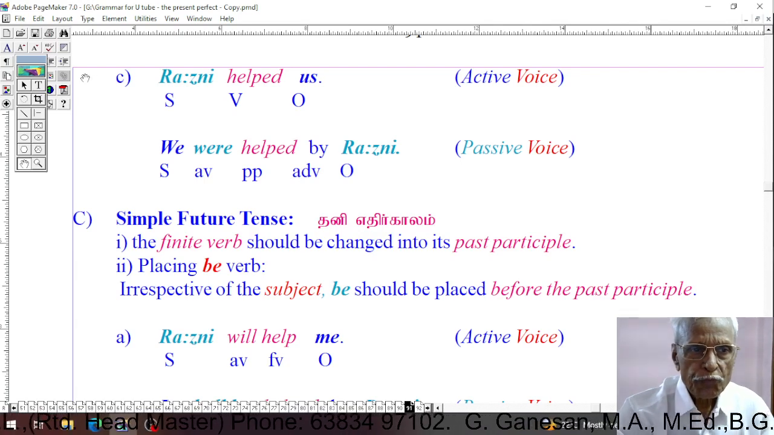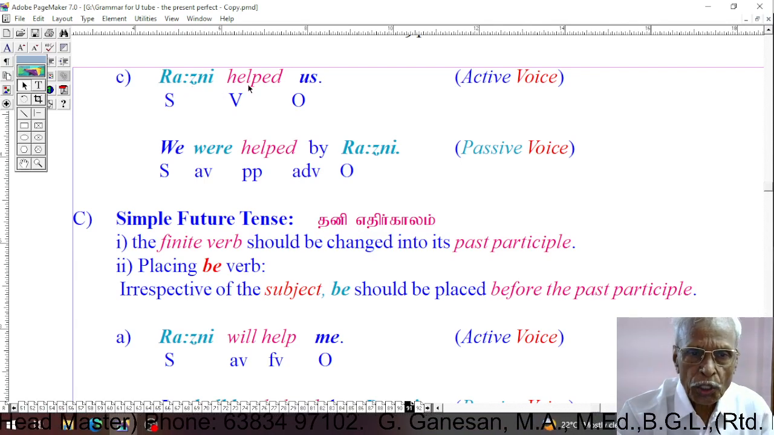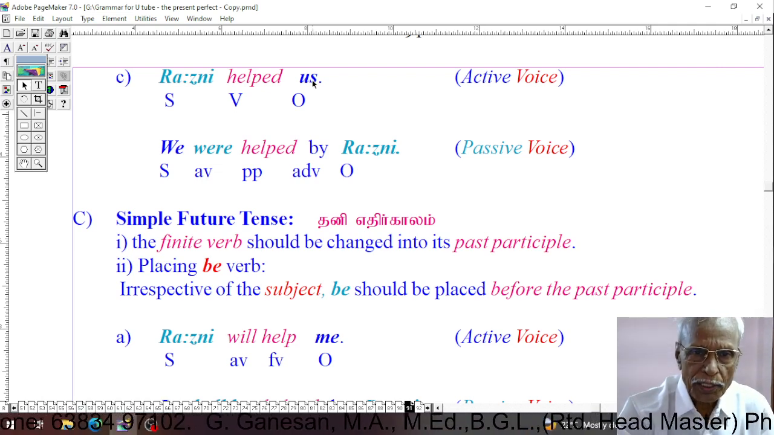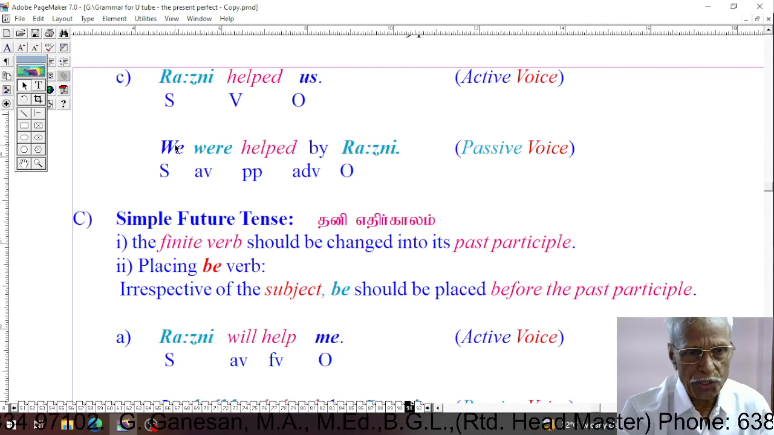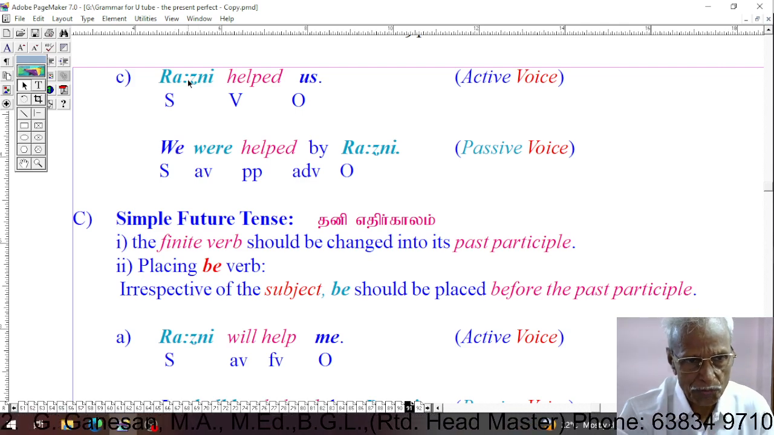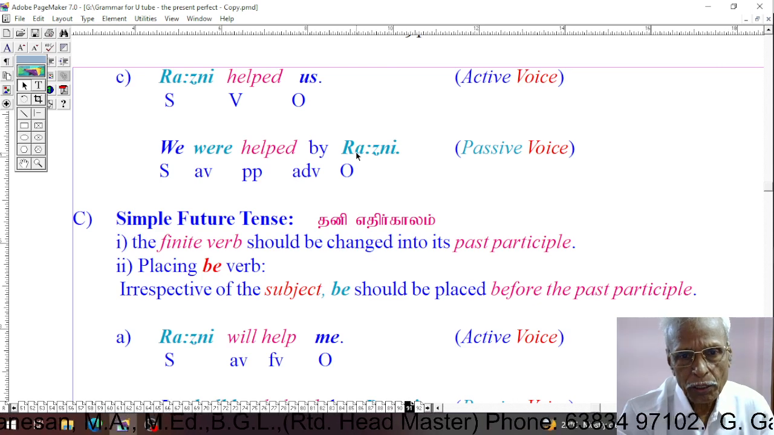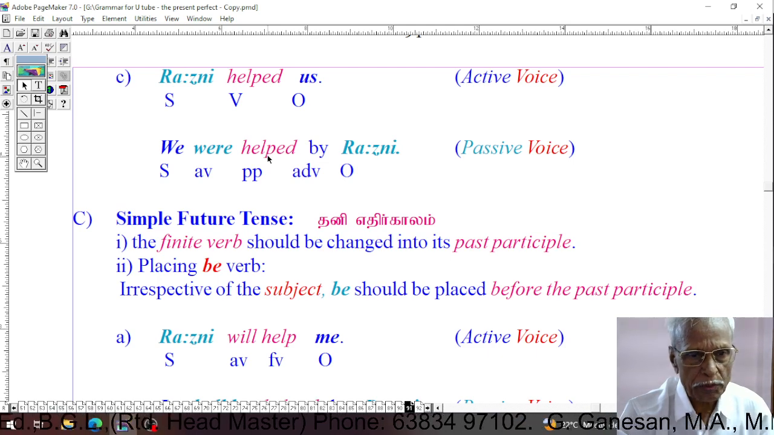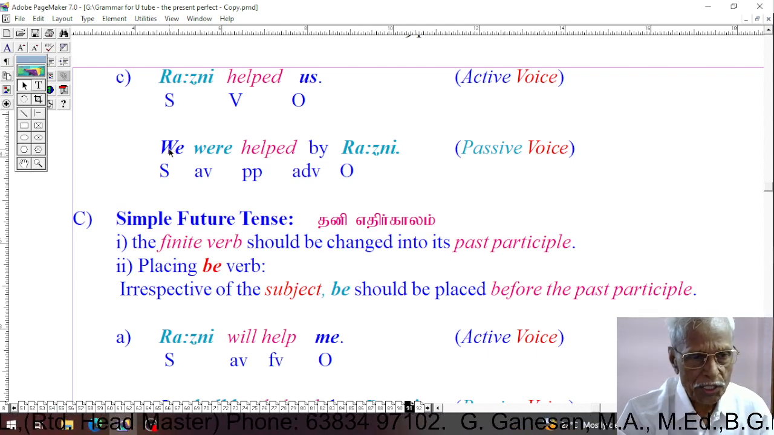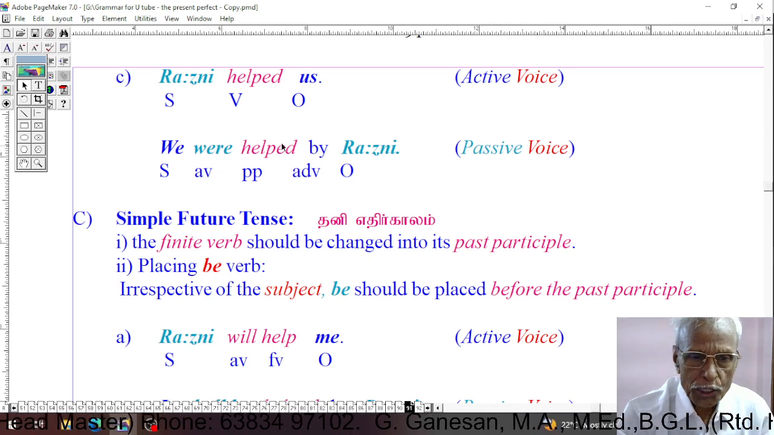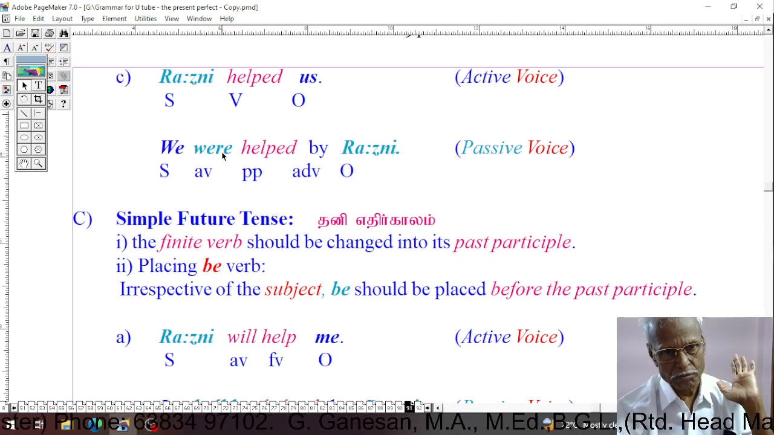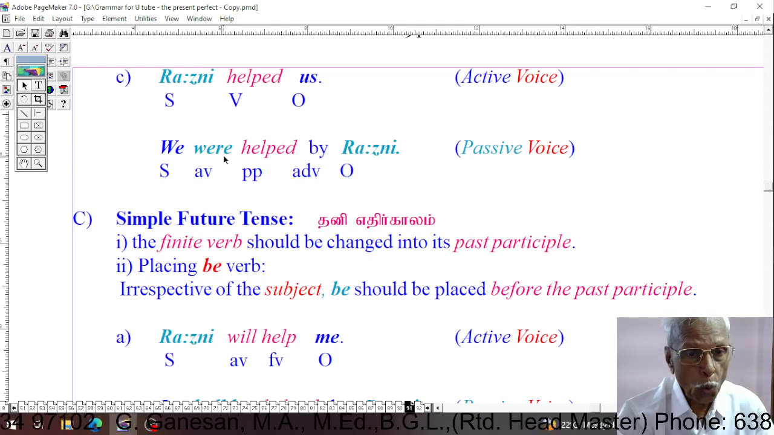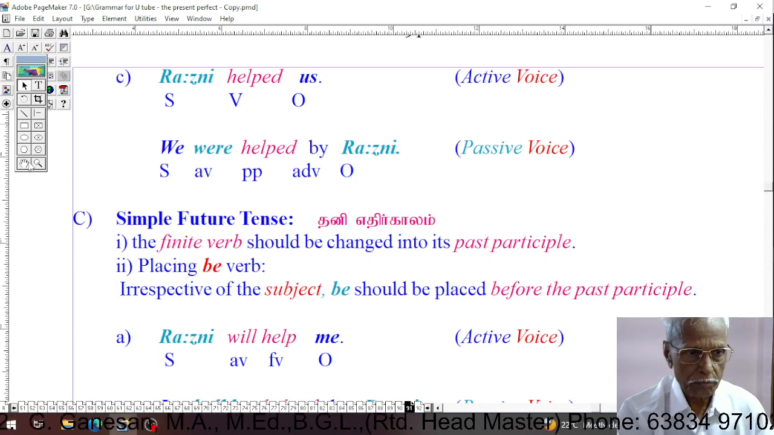Then, Ronnie helped us. The active voice. The object us is changed into we, subject. Then Ronnie, subject, is changed into by Ronnie, object. Helped, past verb, is changed into past participle, helped. As the subject is we, were is placed before the past participle. Okay? Ronnie helped us. Active voice. We were helped by Ronnie. Passive voice.